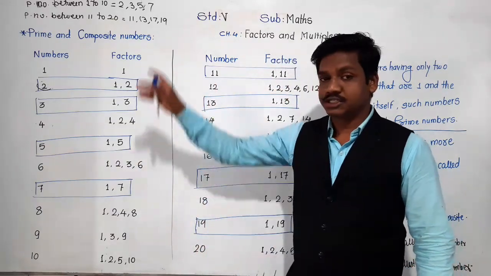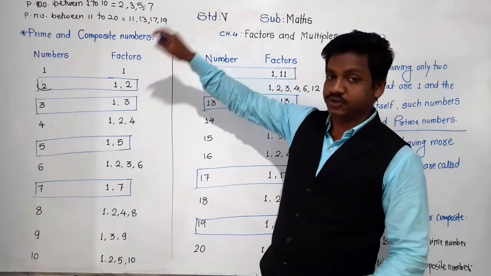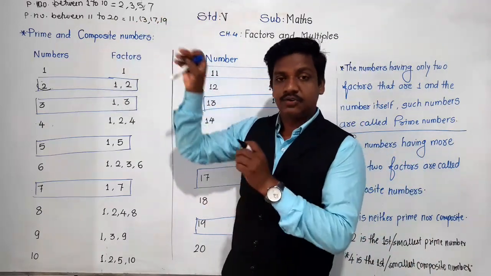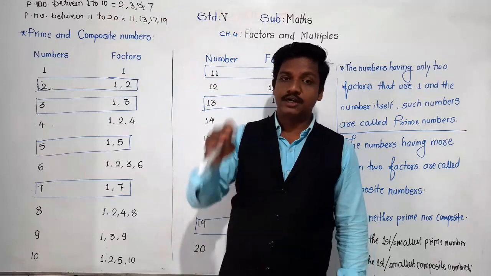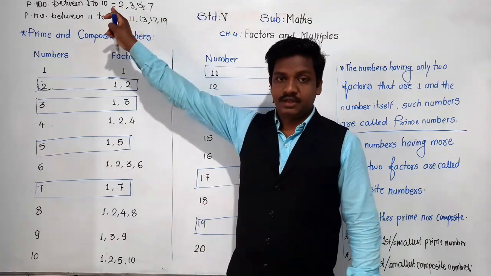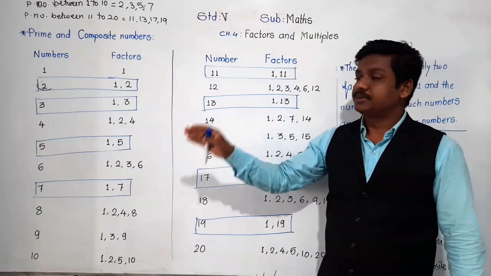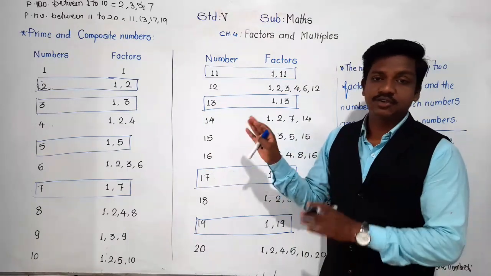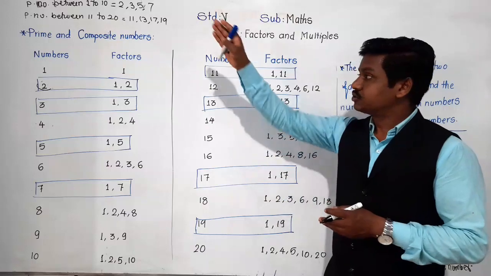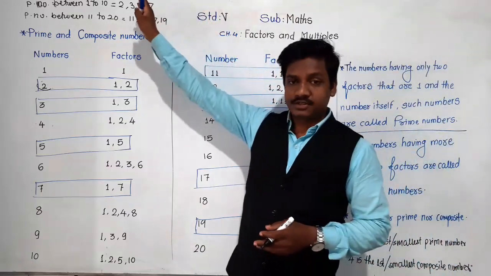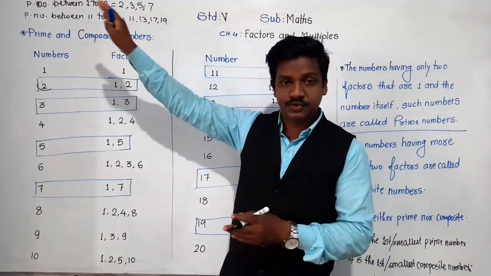Okay, so this is the work for you for today. Find the prime numbers between 1 to 100 in this way. Understood? So I hope you have understood the concept of prime numbers and composite numbers. If you have any doubt, you can ask me. Today you enlist these numbers. Find the 25 prime numbers between 1 to 100.